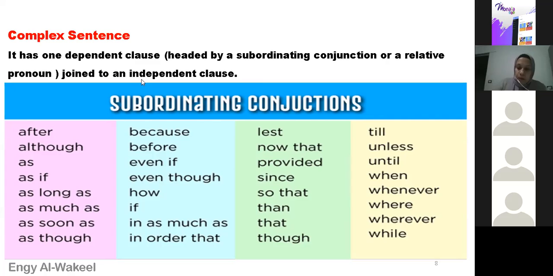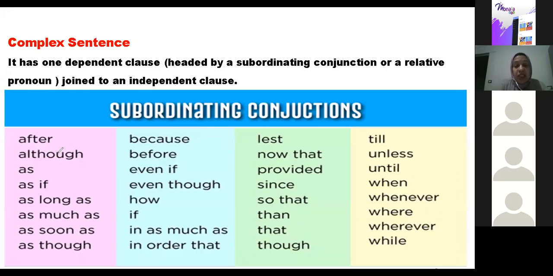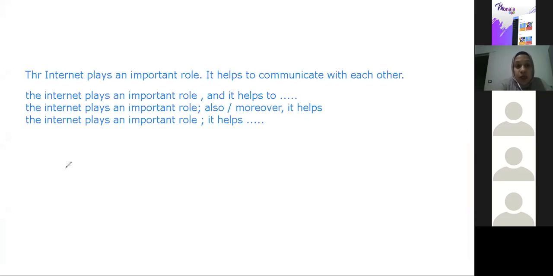Okay. So how can I write one complex sentence using one of these? I'm going to share the whiteboard with you to write a sentence. Or we already have one to write it using the same sentence, which is: the internet plays an important role. It helps to communicate with each other. This sentence, we answered before using the three ways of having a compound sentence. Now, let's use the two ways to have a complex sentence.